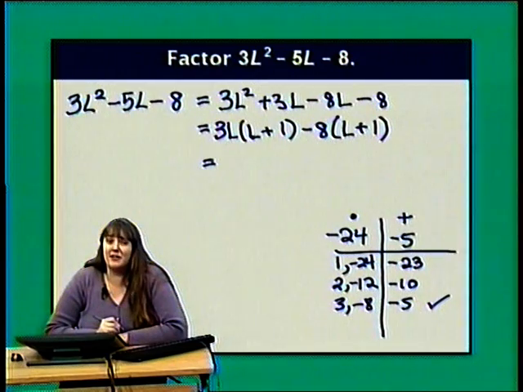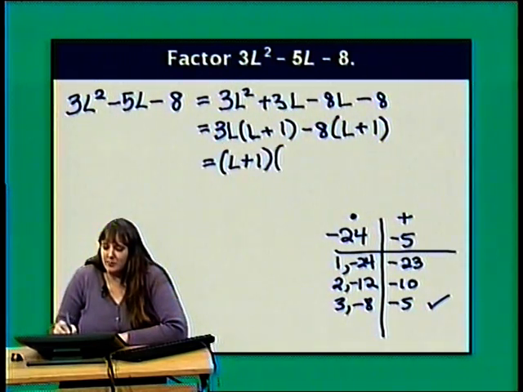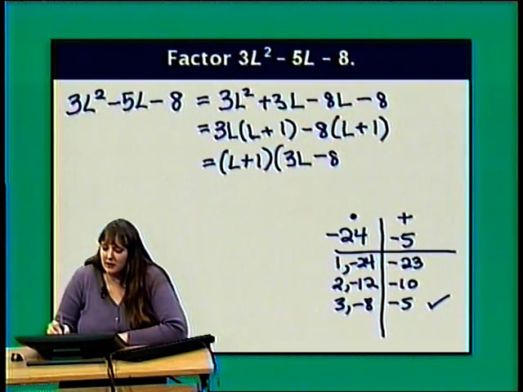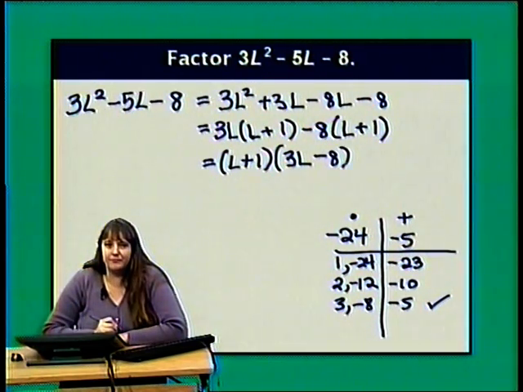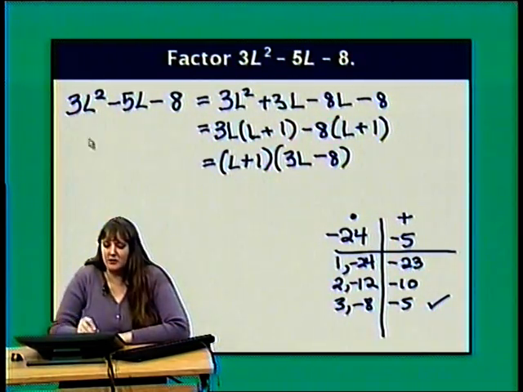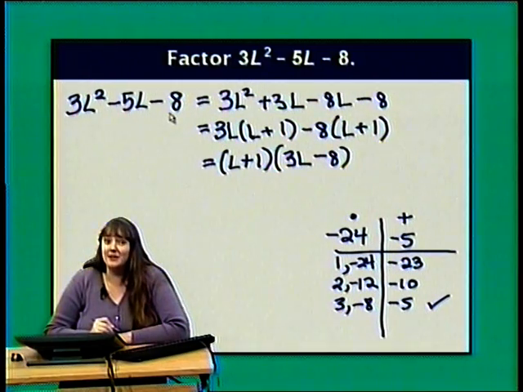I also see that I have a common binomial factor now of L plus 1. If I factor out L plus 1, I leave behind 3L from the first term and negative 8 from the second term. Let's quickly make sure this really works. We can just use FOIL here. L times 3L is 3L squared, minus 8L plus 3L, there's our minus 5L, positive 1 times negative 8, there's our constant of negative 8. Seems to work.